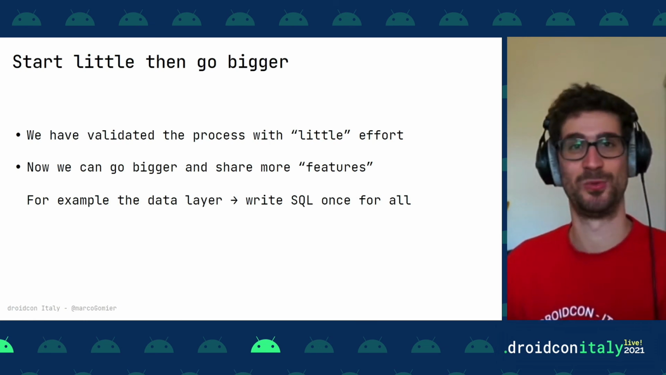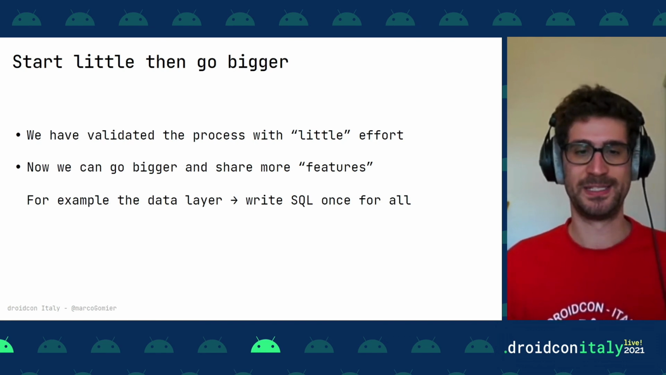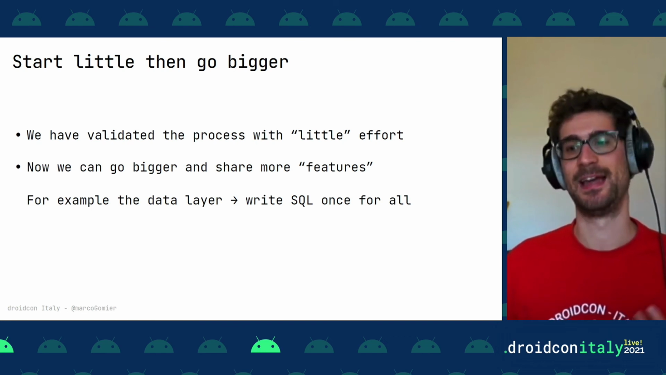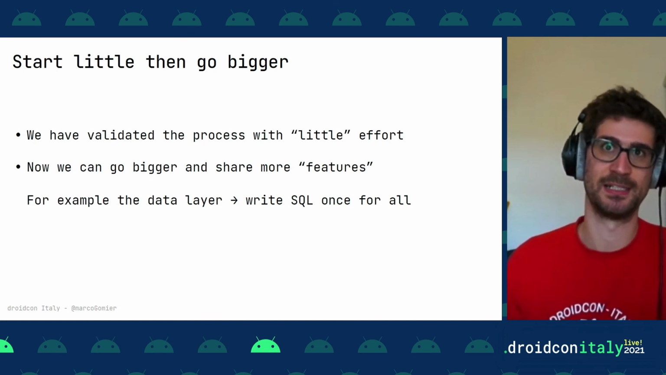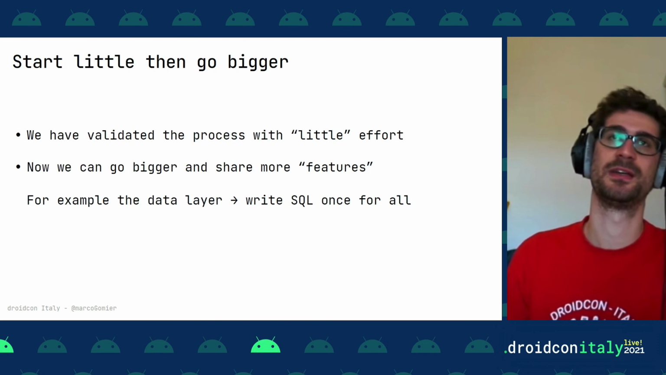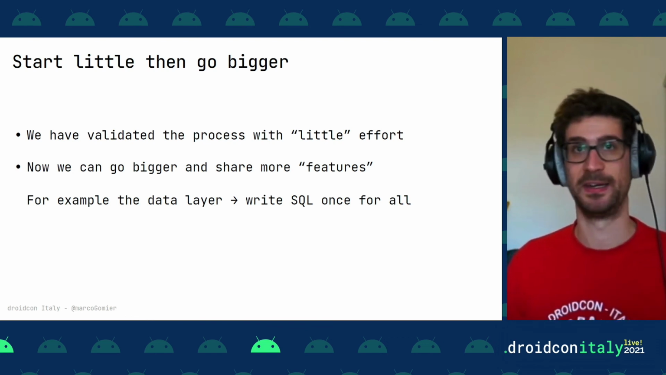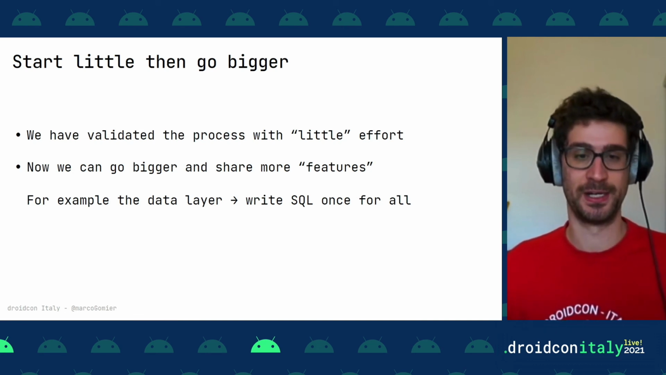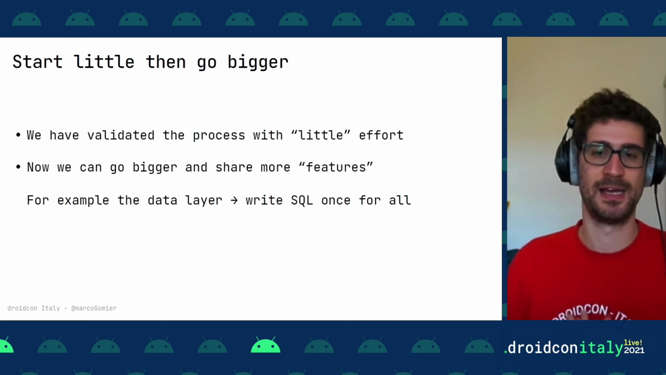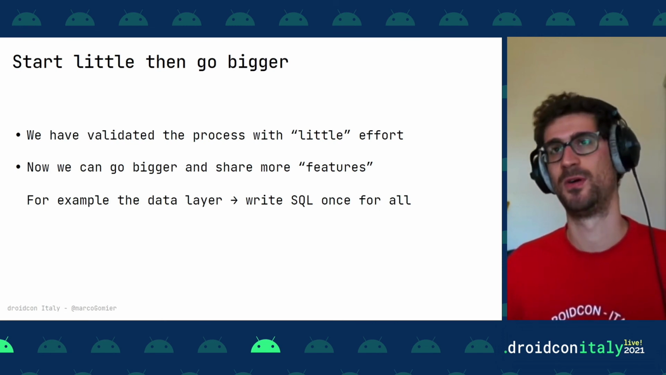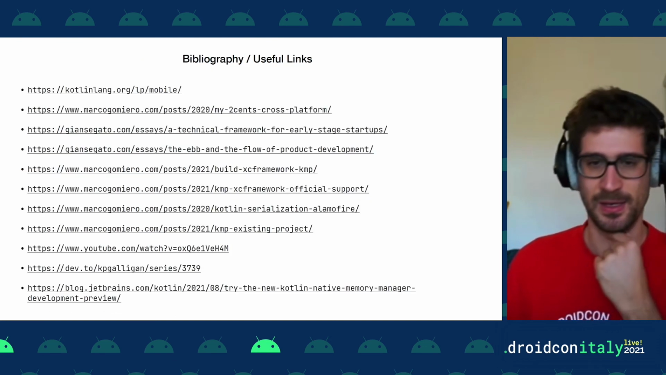That's basically what we had to do in my past company. We started to validate the process with little effort, by sharing the DTOs, and after that we validated the process. We liked it; it was really good. So we decided to also share the entire data layer with SQLite. So we had to write the SQL code once for both platforms, and it was really nice.